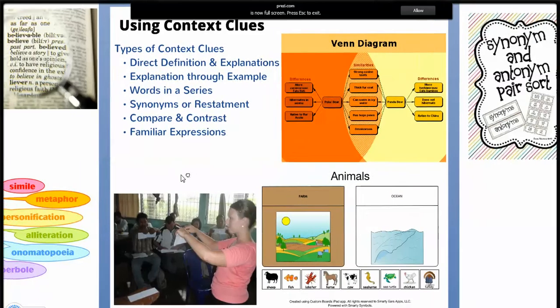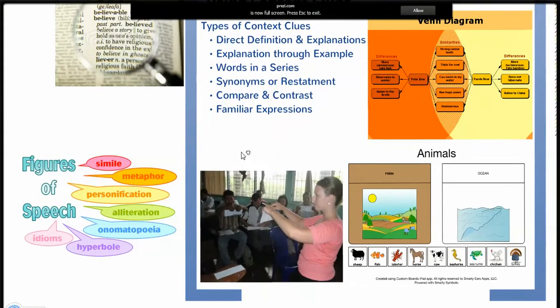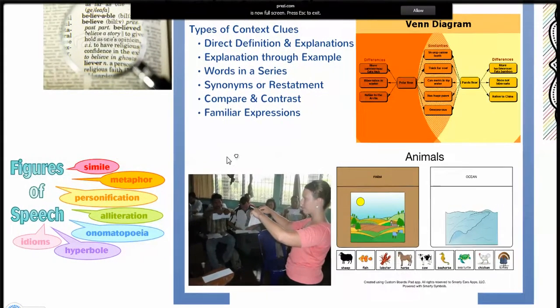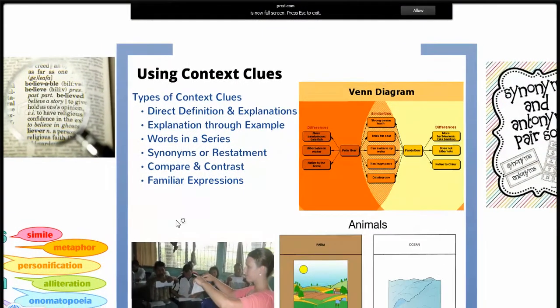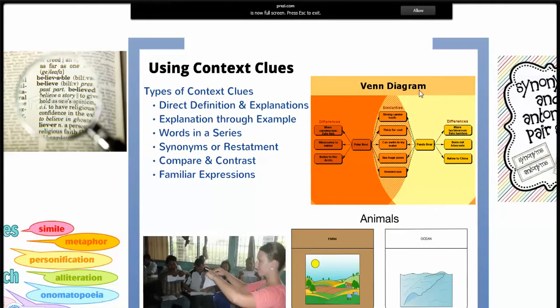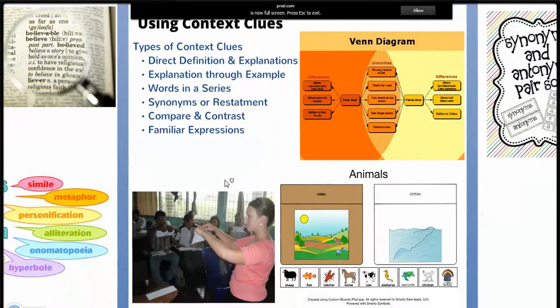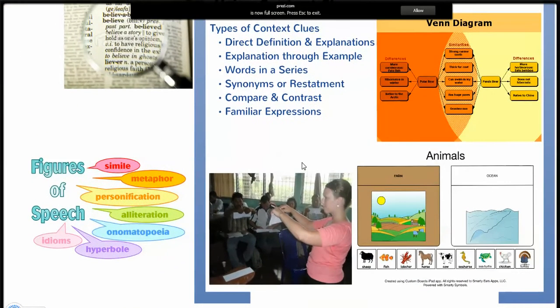Words in a series. You can do this if you want. Synonyms or restatement. Here, like I said, synonyms and antonyms. Compare and contrast. Here we got a Venn diagram for polar bears and panda bears. I think you can do this with practically any term or any pair of terms. Familiar expressions, that also helps. Figures of speech, so similes, metaphors, personifications, alliterations, onomatopoeia, hyperboles, idioms.